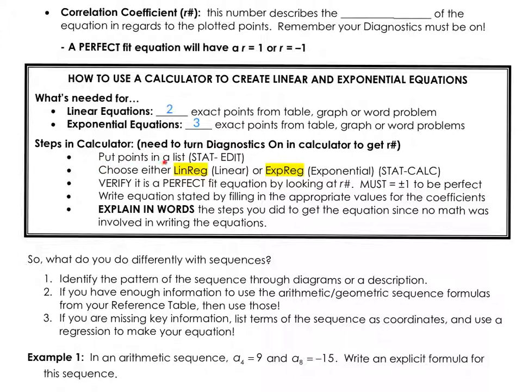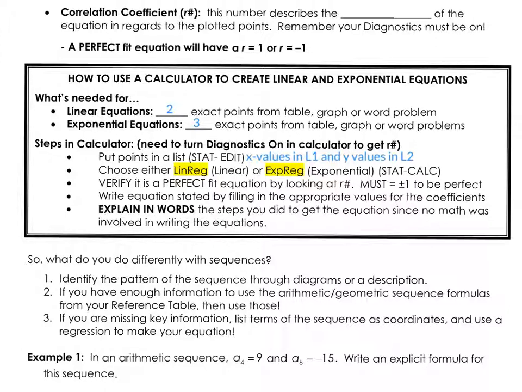And we can put points in a list by pressing Stat, Edit, and then we edit our list. Remember, we can clear the list by going up, clear, down, if there's already something in L1 or L2. So then we put our X values in L1 and our Y values in L2. Then you can choose either LinReg for a linear or ExpReg for an exponential. That's by going back to Stat again and moving over on the top to Calc. So you have to hit the right arrow to move over to the Calc tab. And then you can select either LinReg or ExpReg from the list.